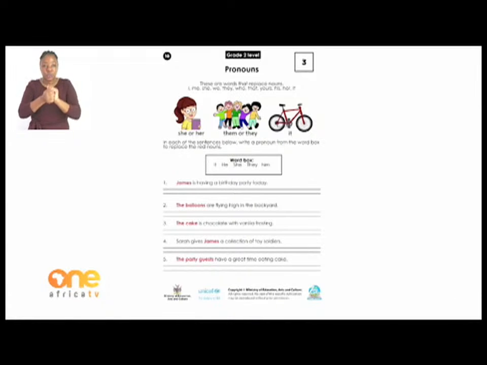Let's read number 1 together. Number 1 says, James is having a birthday party today. The word that is highlighted there in red is James, and we need to find a pronoun in our word box to replace the word James. Is it it? Is it he? Is it she? Is it they? Or is it him? Remember, when we are making sentences, the sentence needs to make sense. Otherwise, it is not a sentence and it is not English.